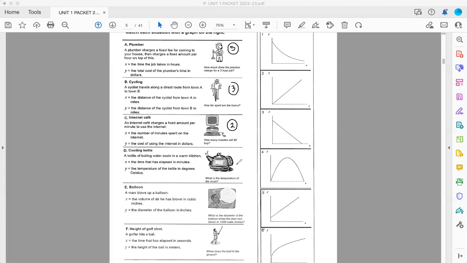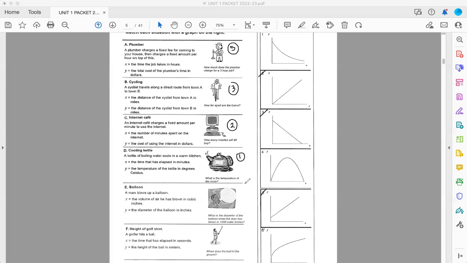For part D, cooling kettle. A kettle of boiling water cools in a warm kitchen. So again, we start at a high temperature, so it cannot be option 2 because that doesn't start at a high temperature. And we already used options 2, 3, and 5. So we have 3 scenarios left. It cannot be 4. It cannot be 6 because 6 starts somewhere and it goes up. The temperature doesn't increase, the kettle cools off. So it has to be option 1.